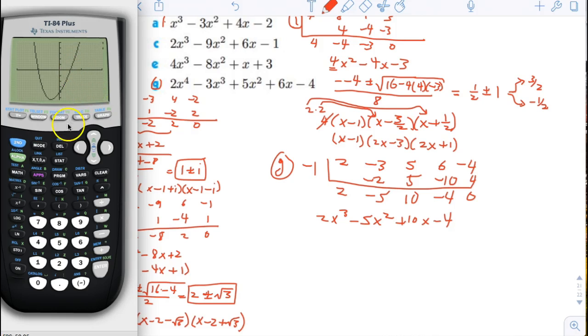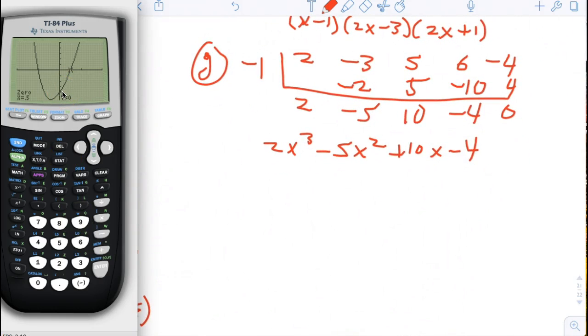Okay, now let's find this 0 here. It's a little easier to see. Second calc, zero. Left bound. That's a fine left bound. It's already in the right place. Right bound, go to the right of the intersection. Guess, 0.5. Okay, 0.5.